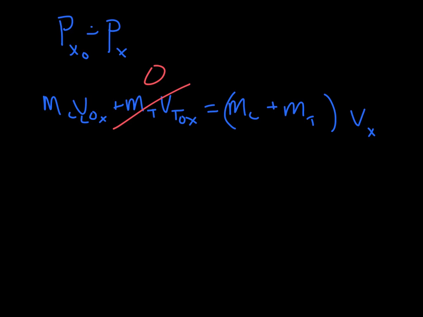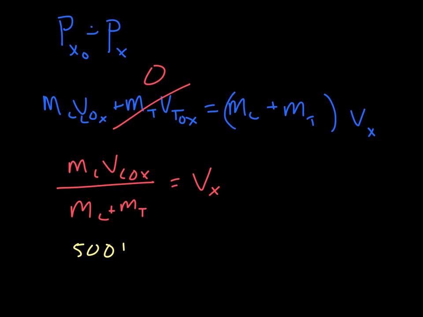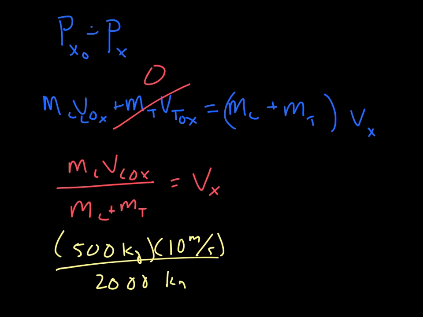So if we solve for this, we are going to get mc, the velocity of the car in the x direction, initial, over mc plus the mass of the truck, equals vx. So if we're looking at this, this is 500 kilograms times 10 meters per second over the combined mass, 2,000 kilograms, which is your final velocity in the x direction, which is 2.5 meters per second.